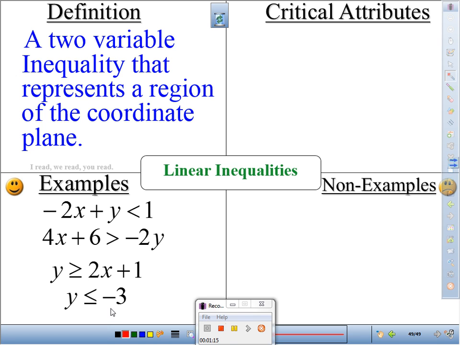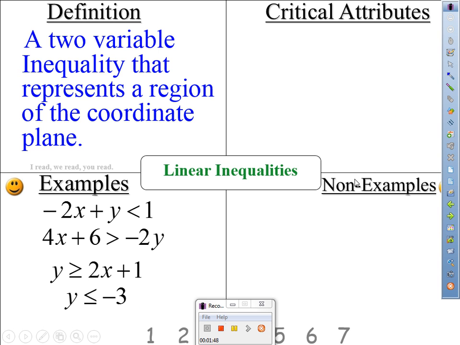However, some of you are saying, Mr. Q, that last one is not a two-variable. Well, it is if we think about it like this: plus 0x. Is that a two-variable inequality? Yeah. Okay? So with that said, if those are linear inequalities, let me show you non-examples of linear inequalities.